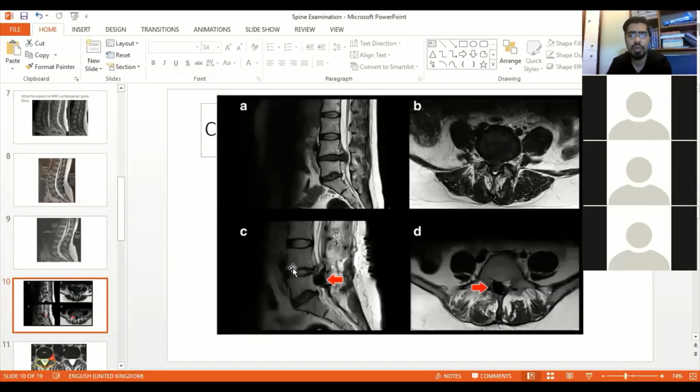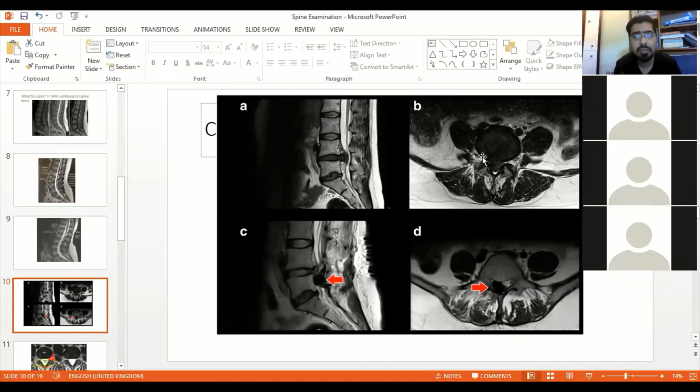And now how to correlate the sagittal image with the axial image? See, this is sagittal section, T2 weighted image, and there you see a large disc bulge. You can see which is causing compression. The positive findings will include disc bulge, compression, obliteration of the spinal canal. See, the compression is causing obliteration of the spinal canal.